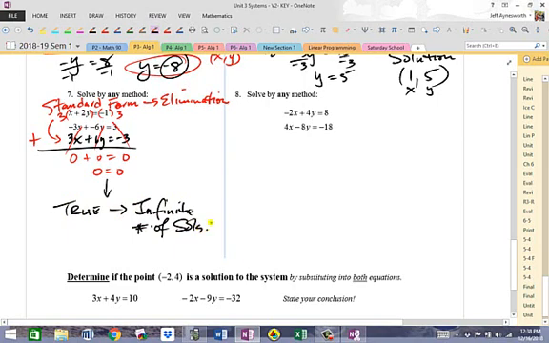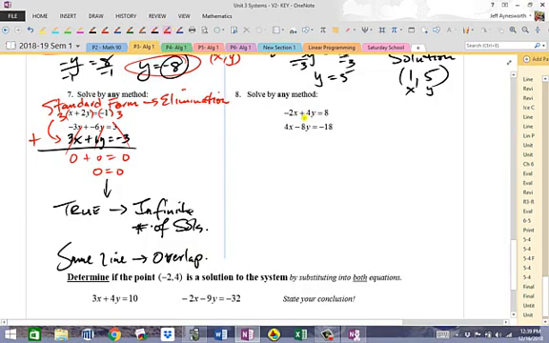Okay, if you don't believe me, you can go ahead and graph these lines. They're the same line, they overlap. And if they overlap, guess what? They overlap at an infinite number of points. And that's why there's an infinite number of solutions here.